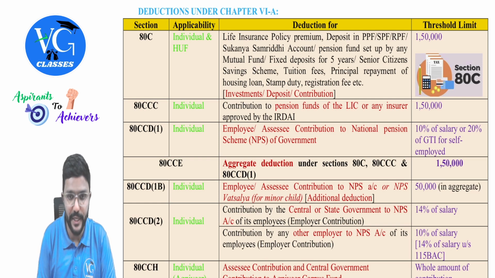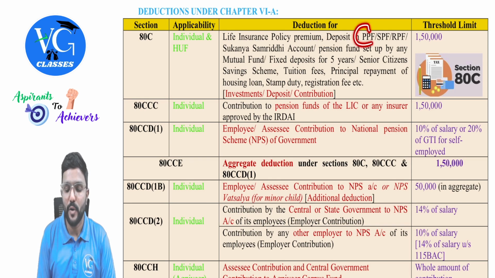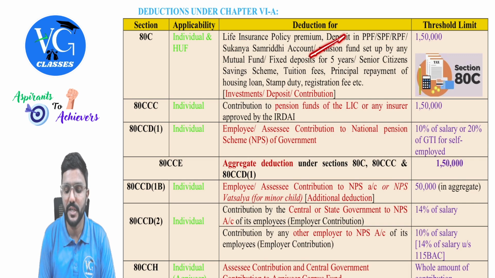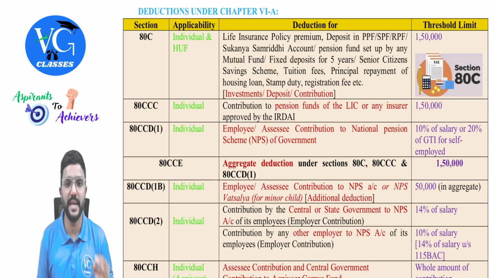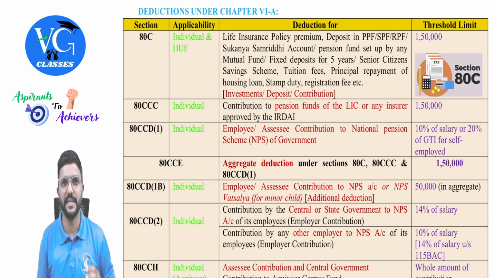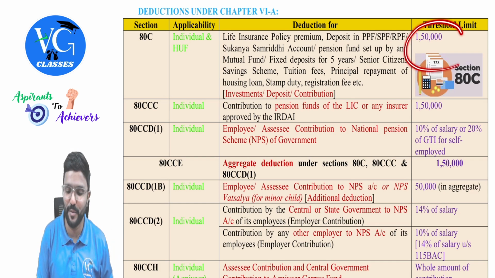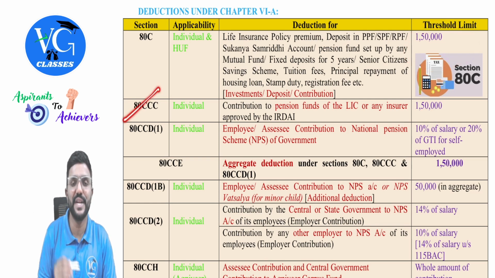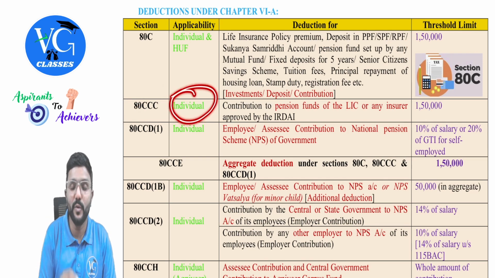Next, let us continue. Deposit in public provident fund, statutory provident fund, or recognized provident fund, or Sukanya Samruddhi account, which can be opened in the name of a girl child. Then pension fund set up by any mutual funds, fixed deposit for a period of 5 years, senior citizen scheme, tuition fees paid for the children, principal repayment of housing loan, stamp duty or registration fee. For all these, deductions are available under section 80C, and all this put together, maximum how much? 1,50,000 guys.